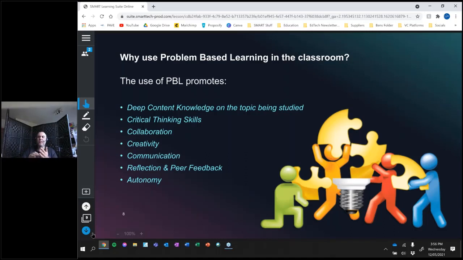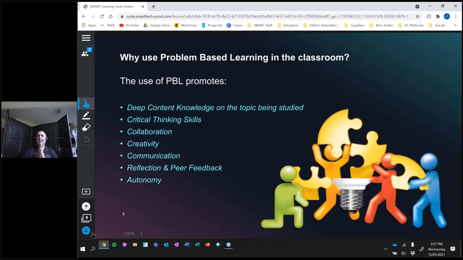PBL is also big on focusing on reflection and peer feedback. So that idea of you reflect on your own practice and then you use that reflection to drive your future development. So using it as a formative assessment task, but also peer feedback. So using your peers' input and peers' constructive criticism, as I like to call it in my class, to help the project move forward.